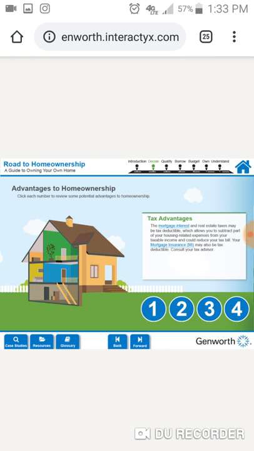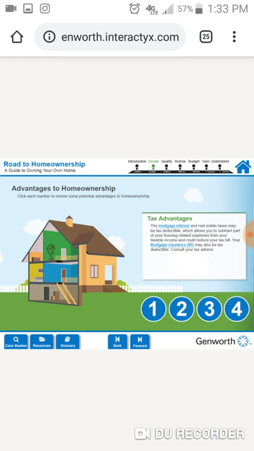Second advantage is tax advantages. The mortgage interest and real estate taxes may be tax deductible, which allows you to subtract part of your housing related expenses from your taxable income and could reduce your tax bill. Your mortgage insurance may also be tax deductible. Consult your tax advisor on this one.